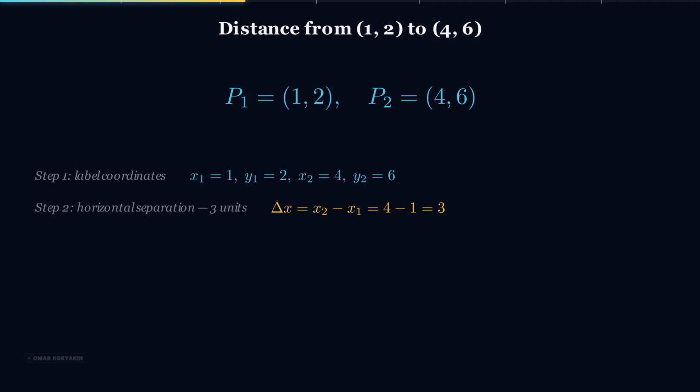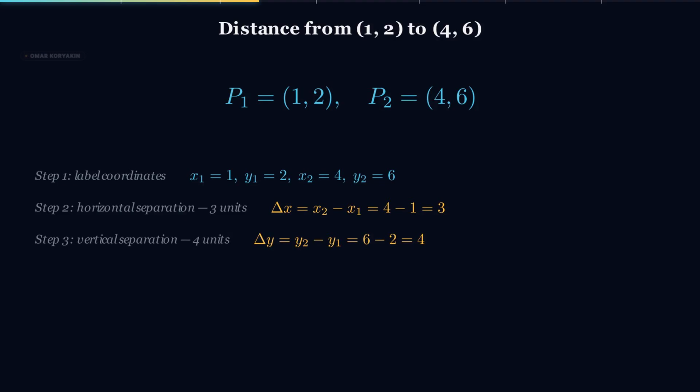Step 2. Compute the horizontal and vertical separations. The horizontal separation is x2 minus x1, which equals 4 minus 1, which equals 3. The vertical separation is y2 minus y1, which equals 6 minus 2, which equals 4. The two separations are the legs of the right triangle.